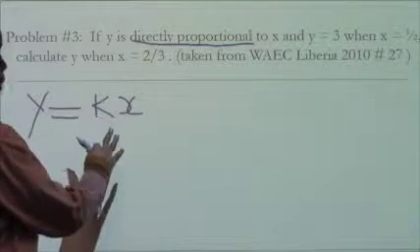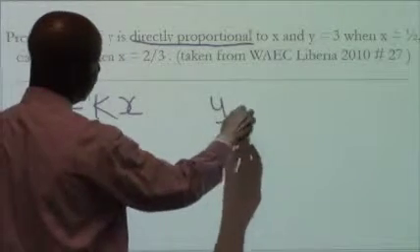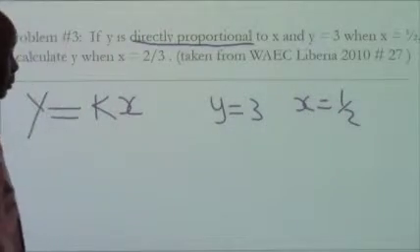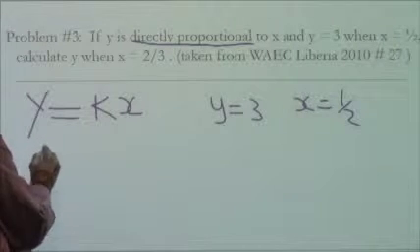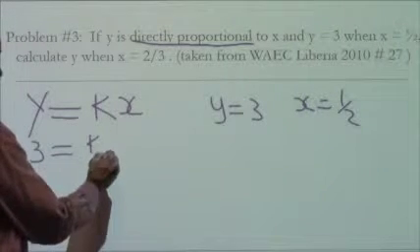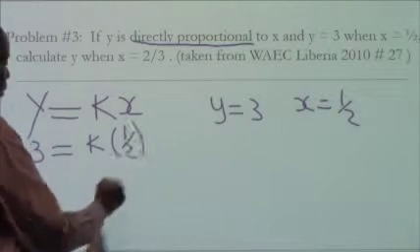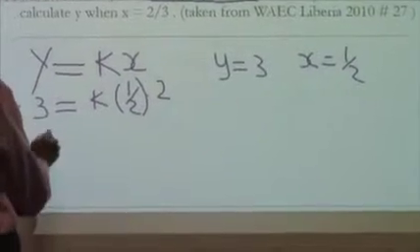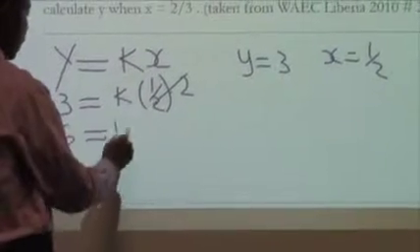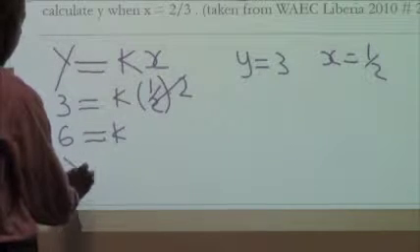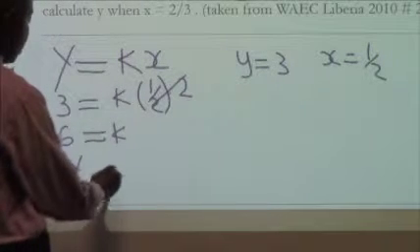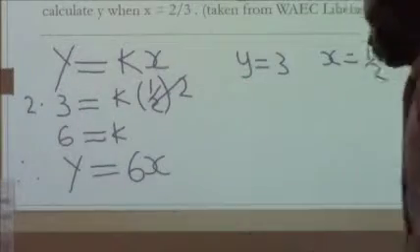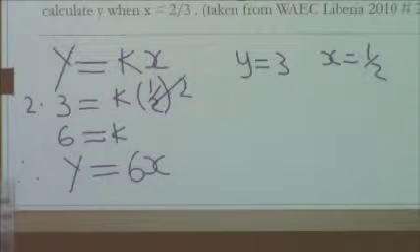Okay? And so then we can do some things here. So this is the relationship. Now we are told that when y is equal to 3, x is equal to 1/2. So we can use this relationship to find k. What is y? 3. We don't know what k is, but we know that x is equal to 1/2. So how do we solve it? Multiply both sides by 2. So we have 6 equals k. So now that we know k, our direct variation relationship will be y equals 6x.